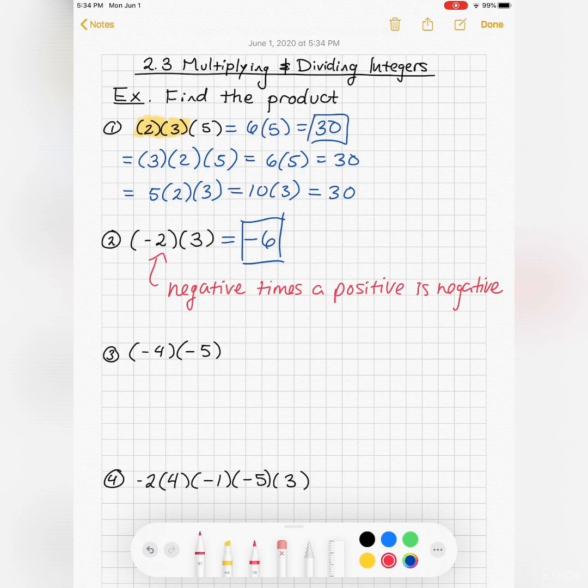Okay, what about down here? I bet you remember this one. If I have a negative times a negative, two negatives, the two negatives cancel each other out. A negative times a negative is a positive. So negative 4 times negative 5 is positive 20. Two negatives cancel.